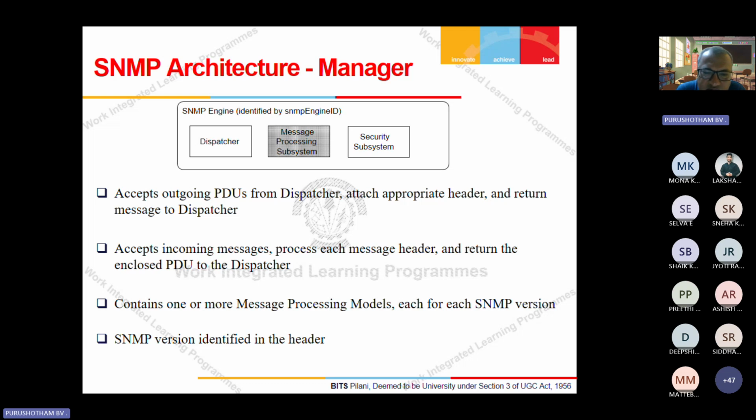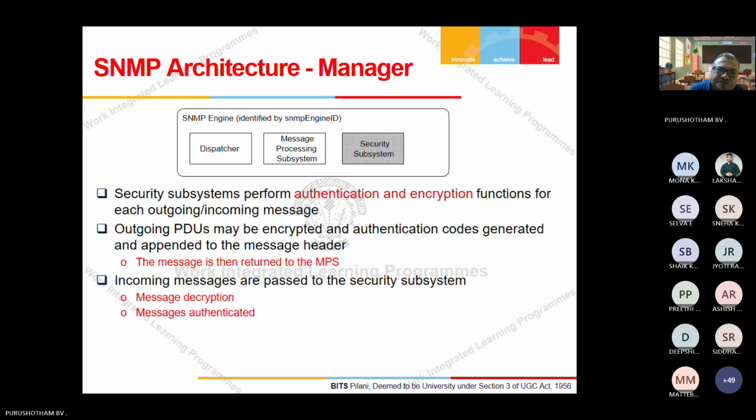On the other side, it accepts incoming messages. One is outgoing, one is incoming, right? It processes each message header and returns the enclosed PDU to the dispatcher. Basically, it contains one or more message processing models, each of which supports a particular SNMP version. The security subsystem performs the authentication and encryption for both outgoing PDUs as well as incoming messages.